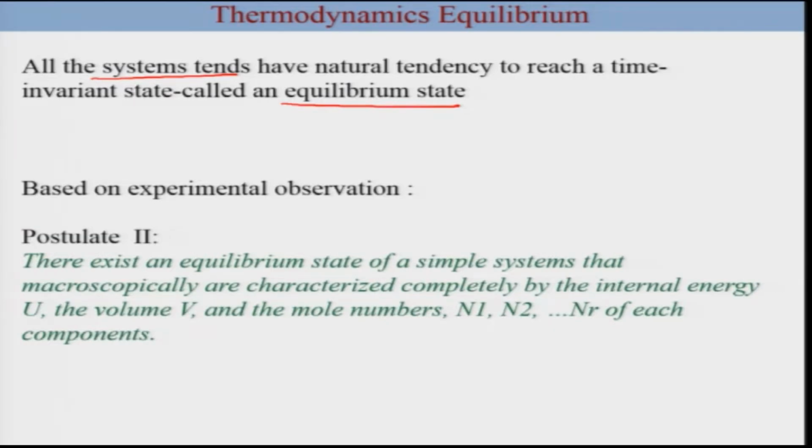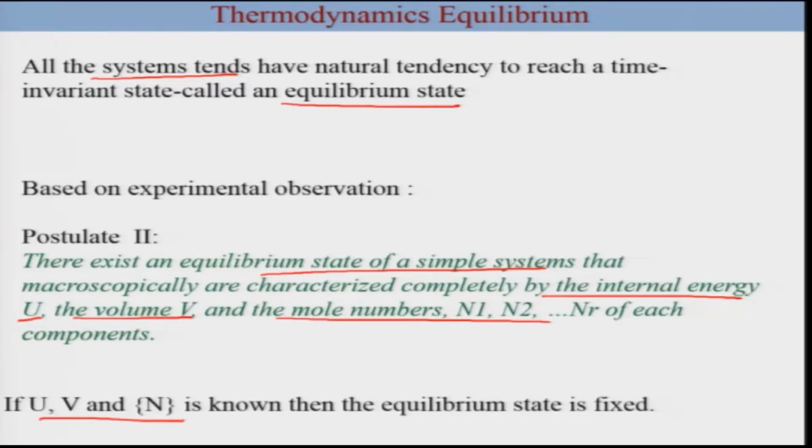So this leads to the second postulate: there exists an equilibrium state of a simple system that macroscopically is characterized completely by the internal energy U, the volume V, and the mole numbers N1, N2 to Nr of each component. In other words, this postulate says that if you define U, V and the mole numbers, you are basically defining the state of the simple system. If U, V and N1 till Nr are defined, the equilibrium state is fixed for that particular system.